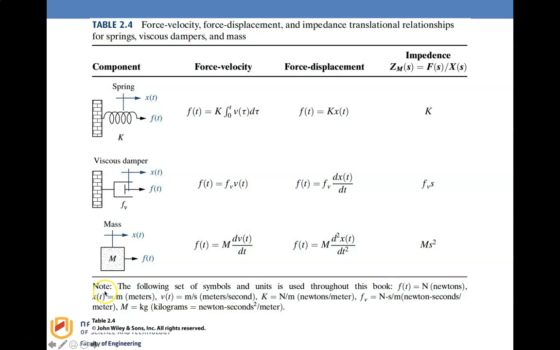There is a note here that the following set of symbols and units is used throughout this book. Now, F(t) is newtons, x(t) is meters, and v is meters per second. K is your Newton per meter. Now, we have replaced this with a B. The textbook uses F subscript V, but in our class, we will be using the small letter b, which is Newton second per meter.